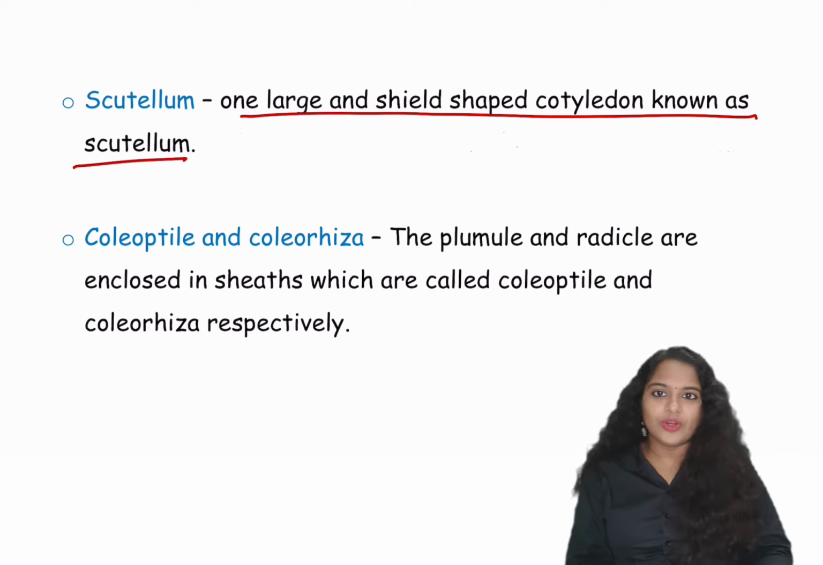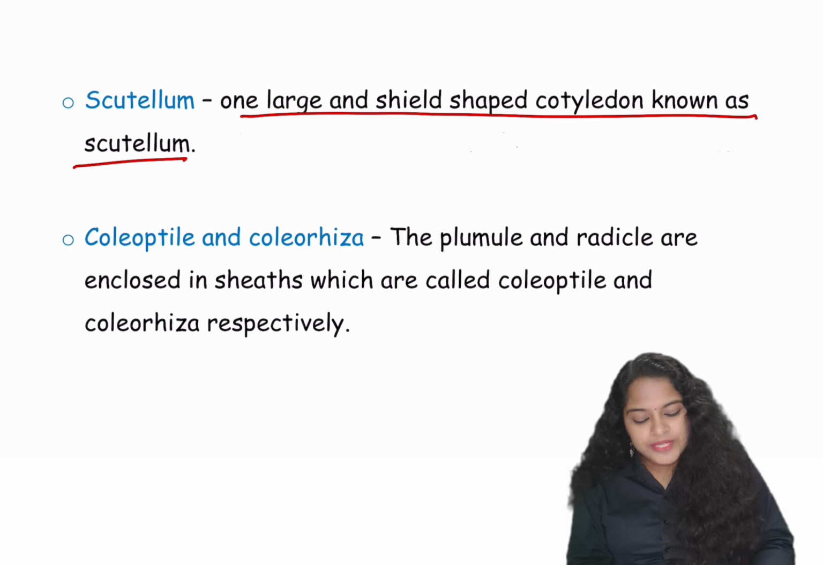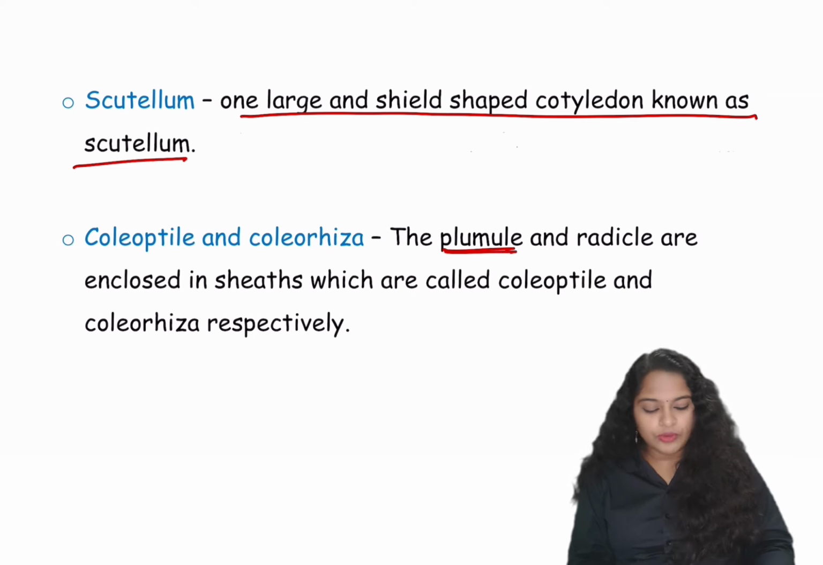What are coleoptile and coleorhiza? These are sheath-like structures that cover the plumule and radicle. The coleoptile will enclose the plumule and the coleorhiza will enclose the radicle.